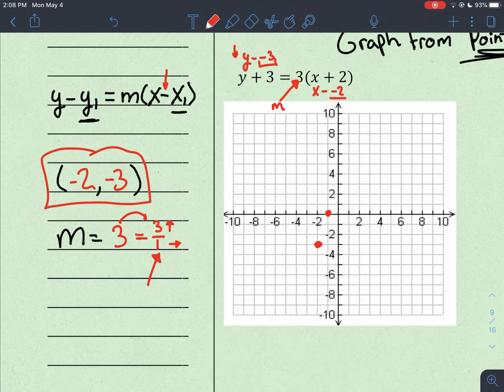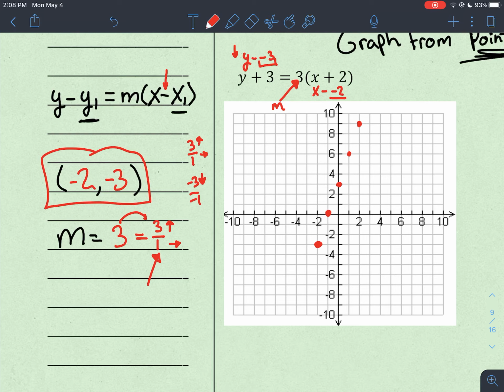We're going to go up 3 and right 1, and again, up 3 and right 1. Now we can turn around and flip it. If you have 3 over 1 telling you to go that way, the opposite of that is going to be negative 3 over negative 1.